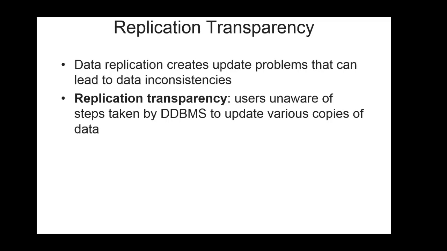Let's look at replication transparency. Data replication sometimes creates update problems that can lead to data inconsistency. In replication transparency, users are unaware of the steps taken by the database management system to update various copies of the data. Basically, the steps taken by the database management system to update the various copies of data should be done behind the scenes, and users should not be aware of them.